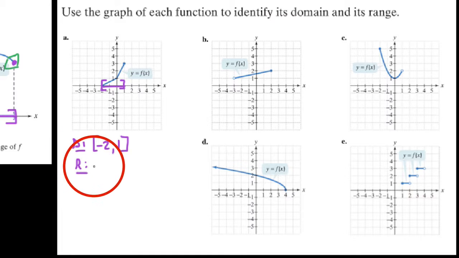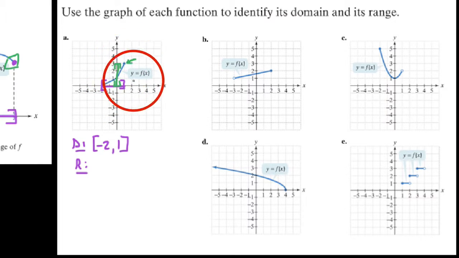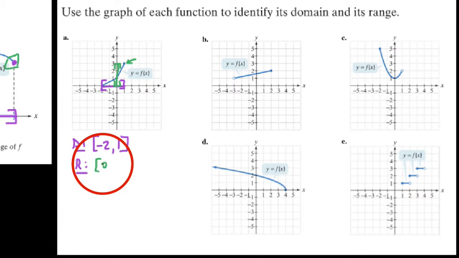And then as far as the range is concerned, we'd say that the lowest this point ever gets on the y-axis, kind of a little crowded here, is 0. And it goes up to a height of 3. And it actually includes this height of 3 because of that closed dot right there. So we say starting at 0, including 0, going up to and including 3.